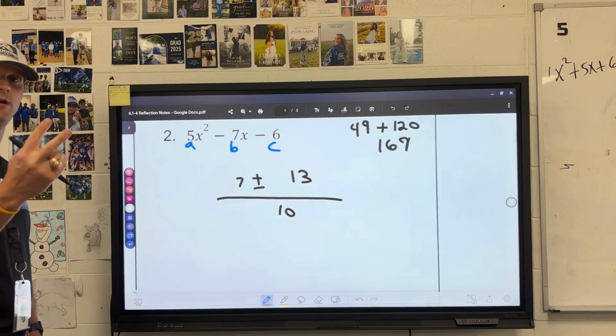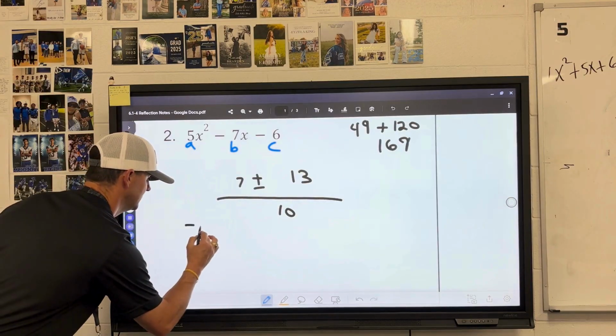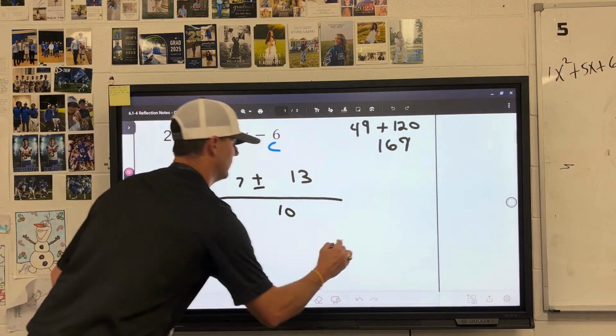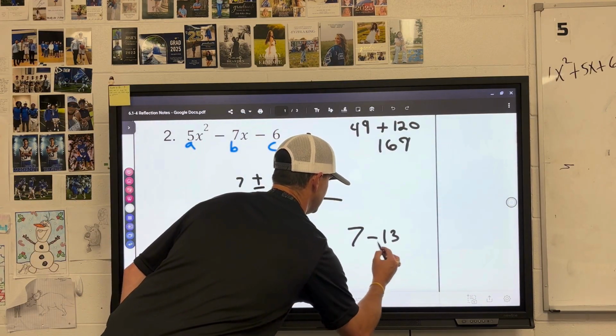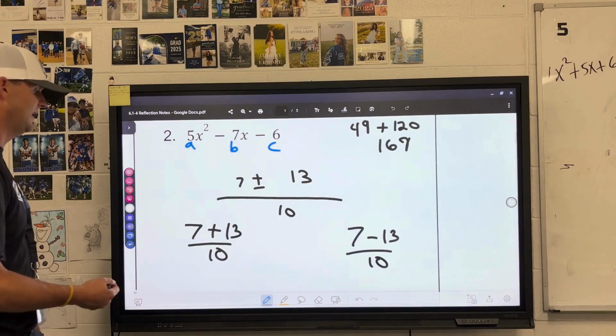And so now I told you got to do 2 different ones. You got to add and subtract. So we're going to do 7 plus 13 divided by 10. And we're going to do 7 minus 13 divided by 10. Well, 7 plus 13 is 20. Divided by 10 is 2.